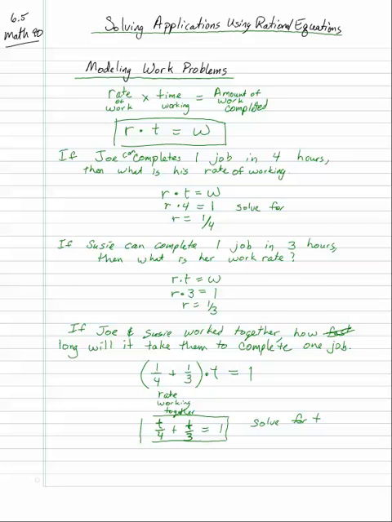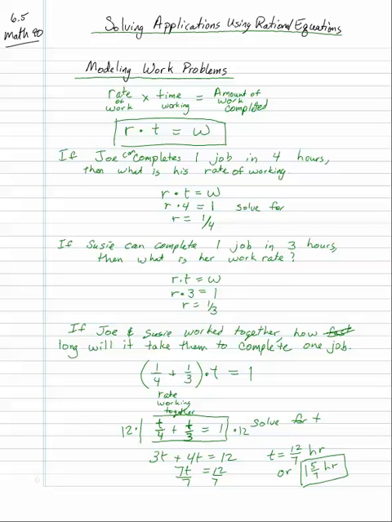Okay, so what's the LCD of this? It'd be 12. So we multiply both sides by 12, the LCD, and distribute. 12t divided by 4 is 3t. 12t divided by 3 would be 4t. 12 times 1 is 12. Then divide by 7. So t equals 12/7 hours. It'll take them a little less than 2 hours working together. All right, so that's pretty much how you do those work problems.